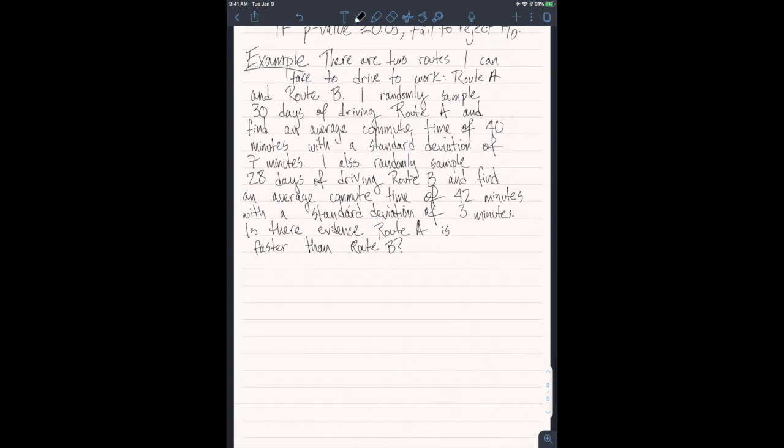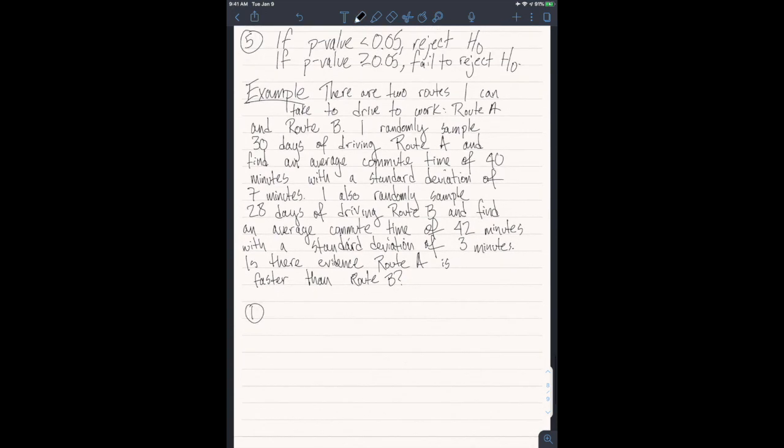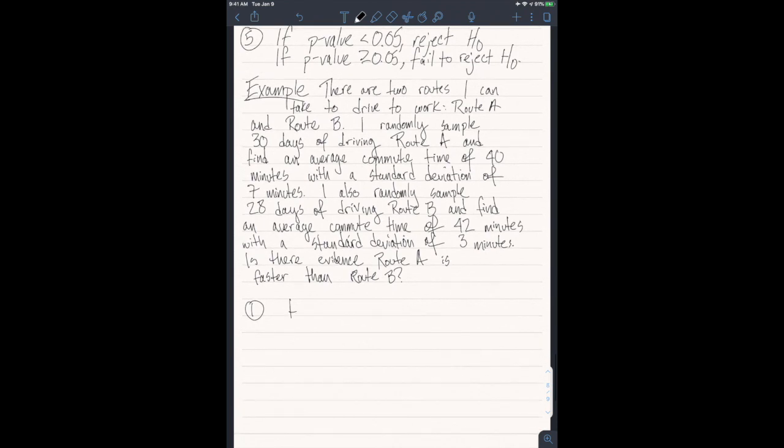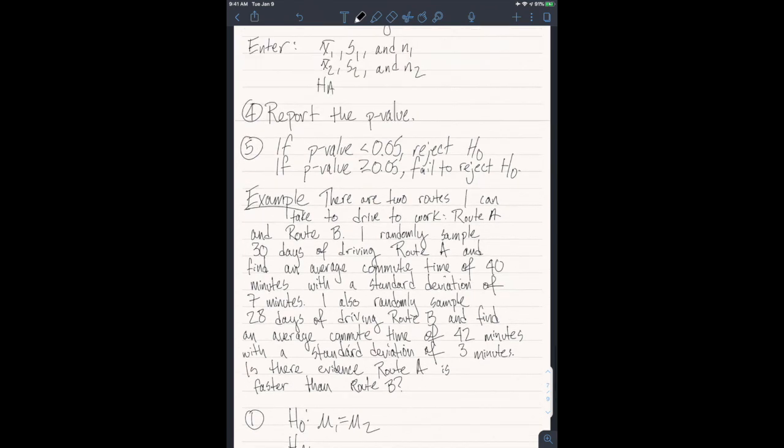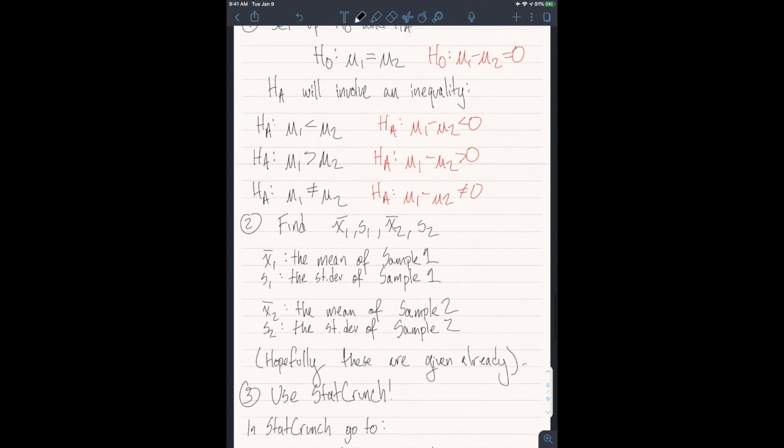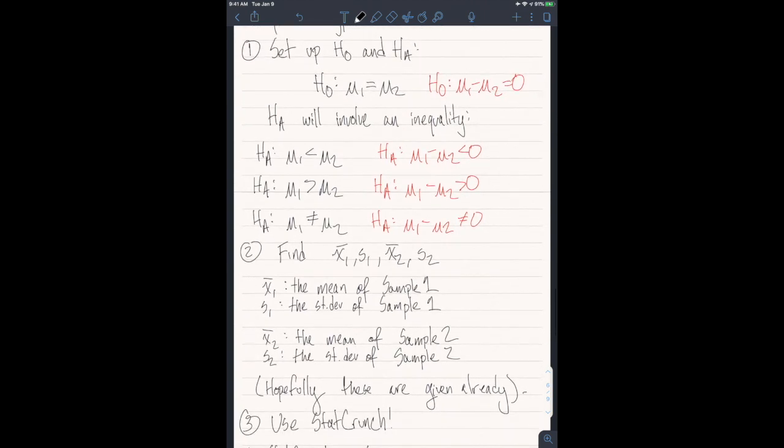All right, so the first step in testing two means is to set up hypotheses. H0, HA. H0 is that the average time it takes to get to work using the first way versus the second way doesn't matter, they're equal, right? That's always going to be the first hypothesis, or the null hypothesis, I should say, that the two means are equal to one another.